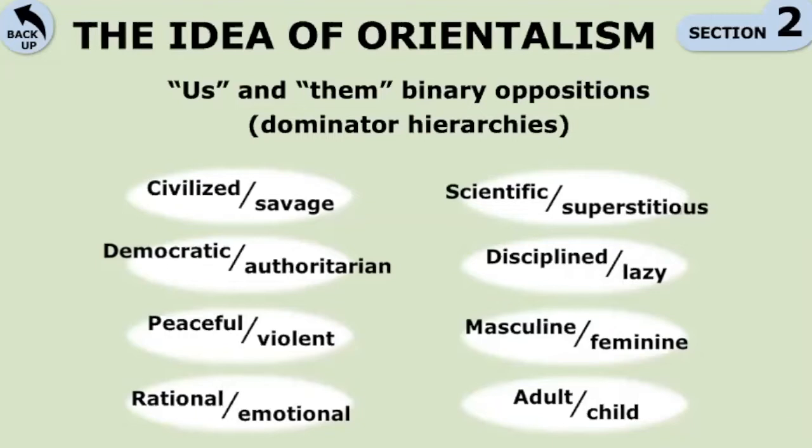And these binaries are not only sets of opposites, they're hierarchies, with the terms on the left of each pair superior or in control. We are civilized, they are savage. We are democratic, they are authoritarian. We are peaceful, they are violent. Rational over emotional. We are scientific, they are superstitious. We have discipline, they are lazy. We have the masculine qualities, they have the feminine. We are adults, they are children.